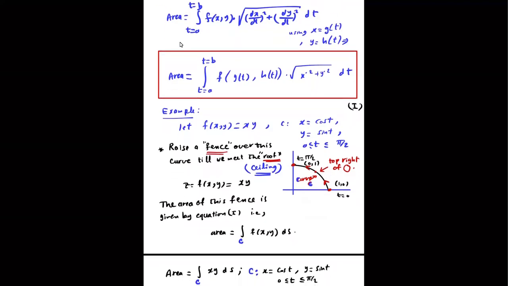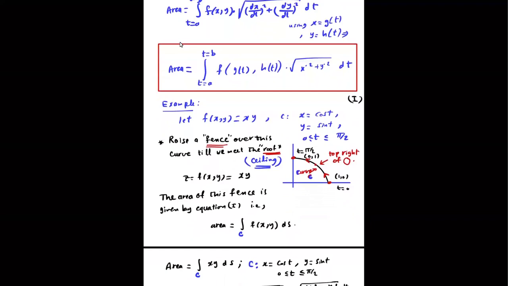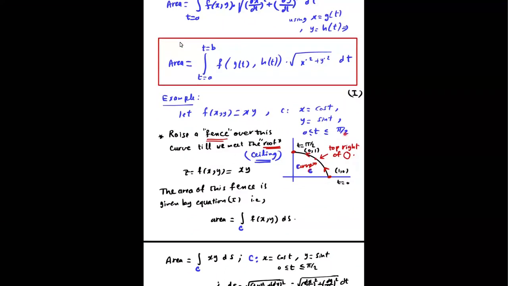And let x be cosine t, y sine t, and t moves from 0 to pi over 2. So I think you know this curve very well. It is a part of a circle. Why is that? Because x squared plus y squared gives cosine squared t plus sine squared t, which is 1. So we get x squared plus y squared equals 1, which is a circle.